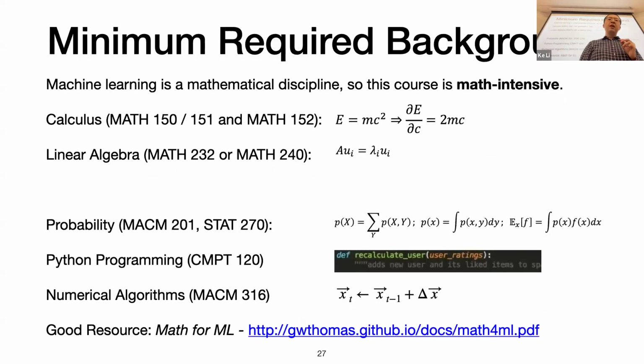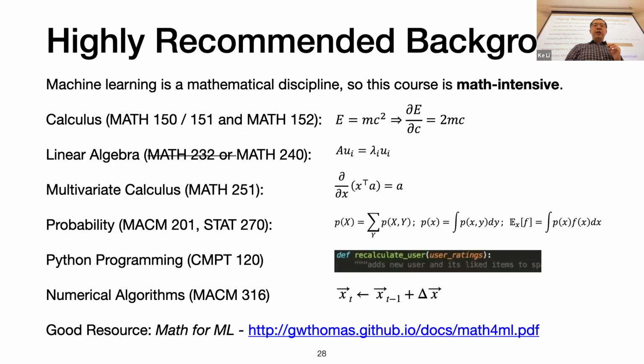If you haven't taken the machine learning course, then you won't be allowed to take the second course. In terms of the background required, machine learning is a very mathematical discipline, pretty math intensive. So you need to have taken a lot of math courses first: calculus, at least two courses, linear algebra, ideally 240, and probability, Python, and numerical algorithms. Another highly recommended course is multivariable calculus, Math 251. If you take that, you'll be a lot better prepared.